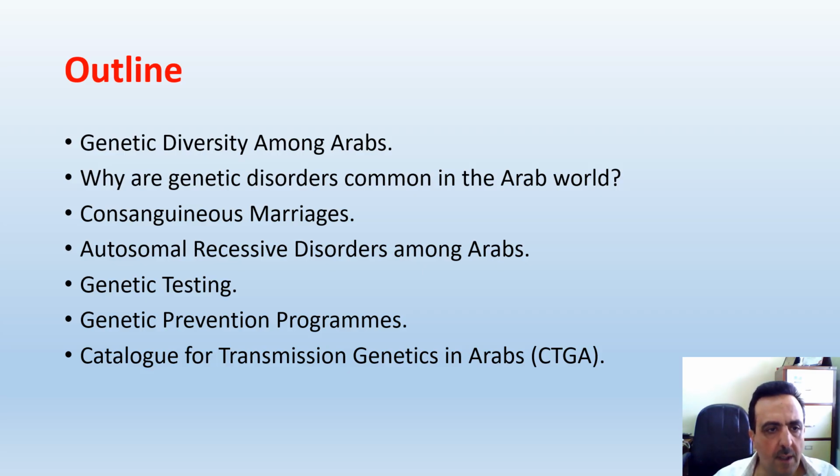This is the outline of our lecture today. First of all, we'll talk about genetic diversity among Arabs. Then we'll discuss why we have lots of genetic disorders in the Arab world. We'll talk later about consanguinity in Arabs, and I will discuss a little bit about the most important autosomal recessive disorders among Arabs. We'll talk then about genetic testing, prevention programs, and this catalog for transmission of genetic disorders in Arabs, CTGA.